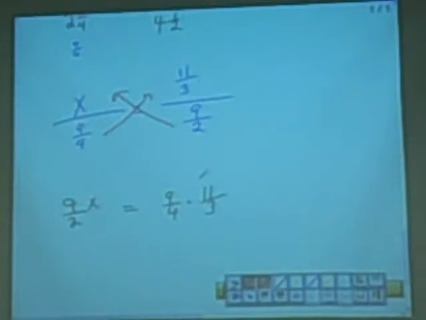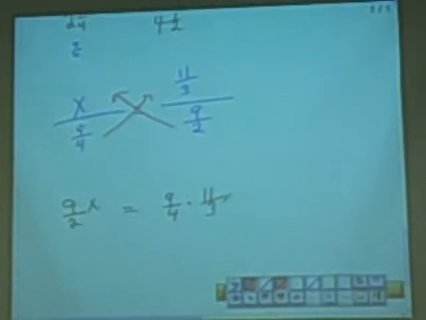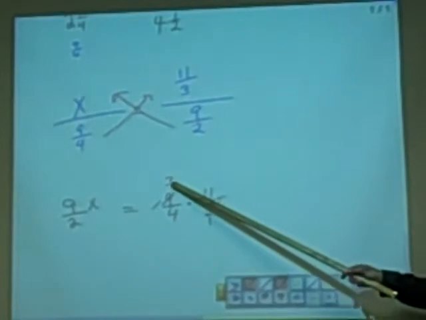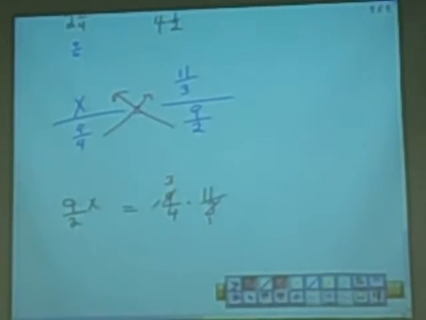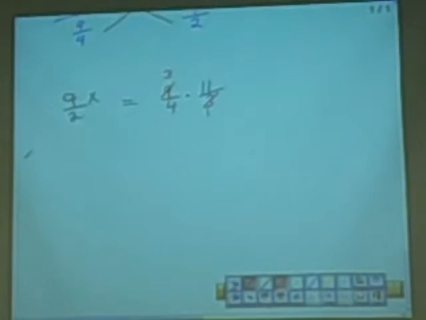Cancel the 3 and the 9. Good. The 3 goes into 9, 3 times. 3 goes into itself once. We can't cancel anything else. The 3 won't cancel into the 4. The 4 won't cancel into 11. So let's just rewrite that. So here we have 9 over 2x equals 33 over 4.